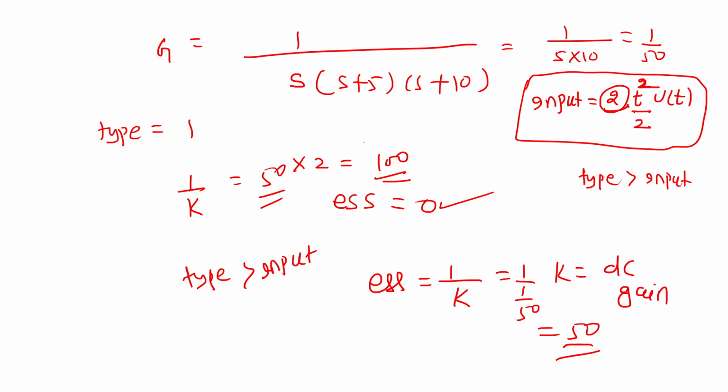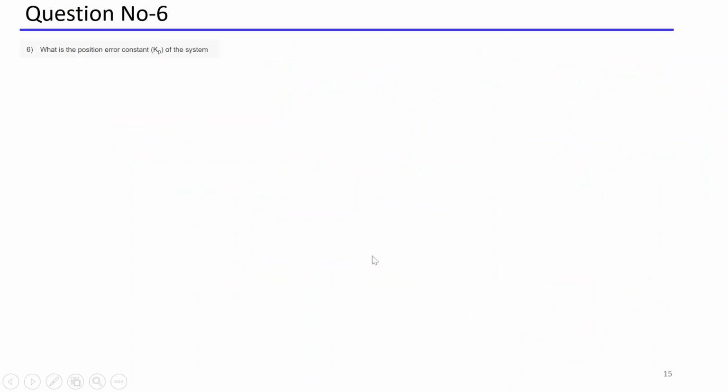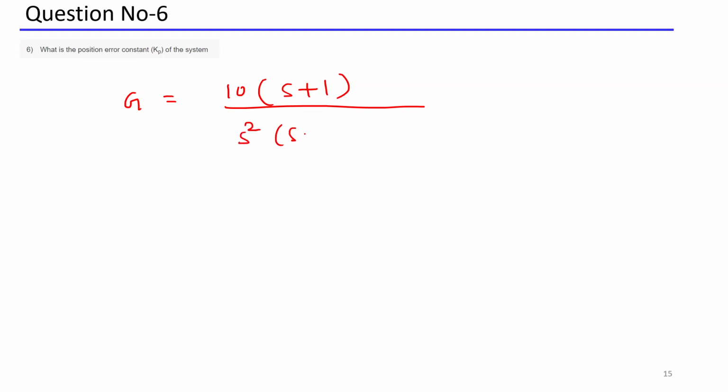So in this way you can solve the questions. I'm just giving a final question to you, for the steady state error. I just want to see how much you understand it. 10 divided by s plus 1 divided by s square into s plus 2 into s plus 10.